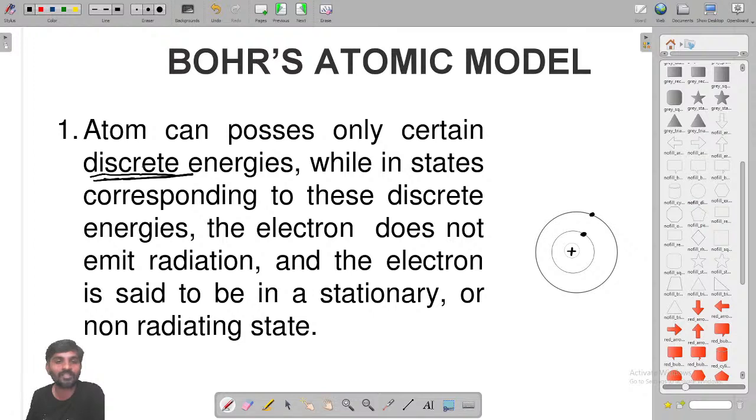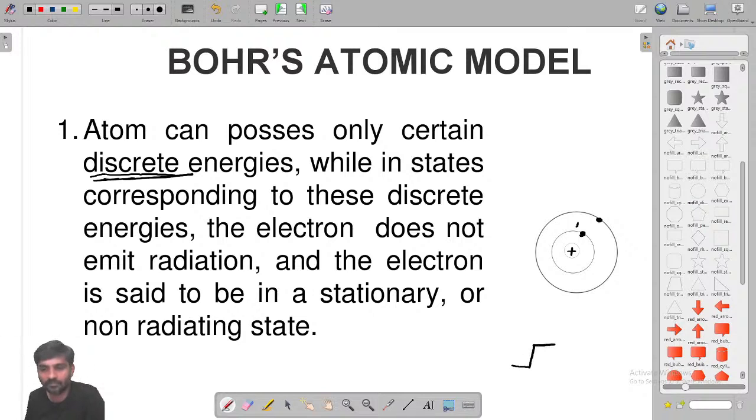What do you mean by discrete? Discrete is nothing but the opposite of continuous. Continuous means you have some values, let's say 1, 1.1, 1.2. So all these come under continuous. But what are discrete values? Discrete is nothing but like this. Discrete energies, not continuous energies. Let's say this has some 1 volt. So this is nothing but, let's say, discrete.